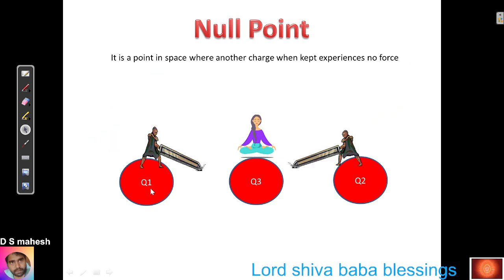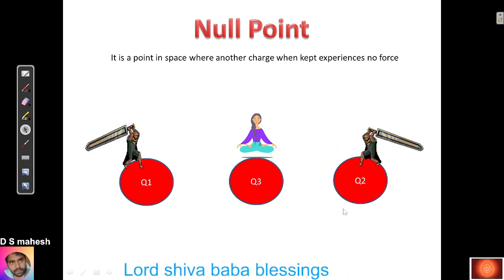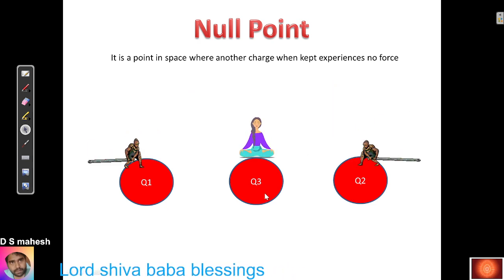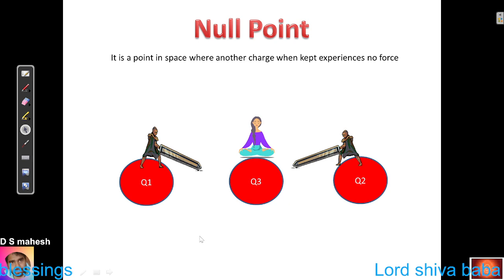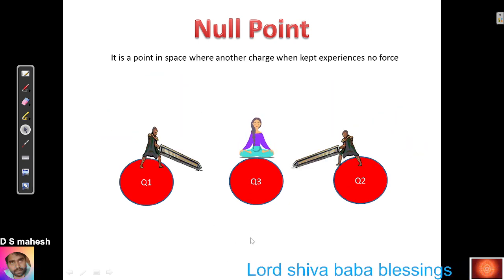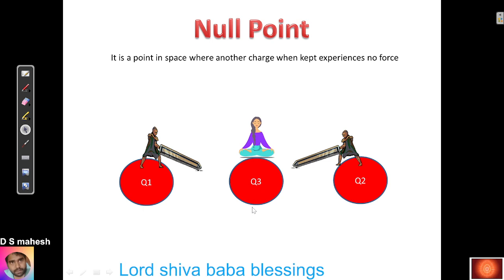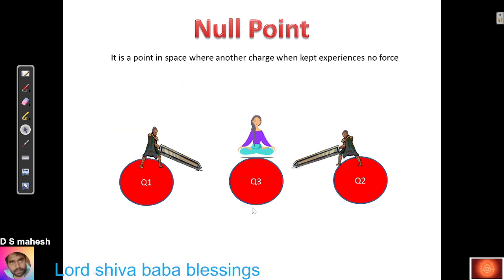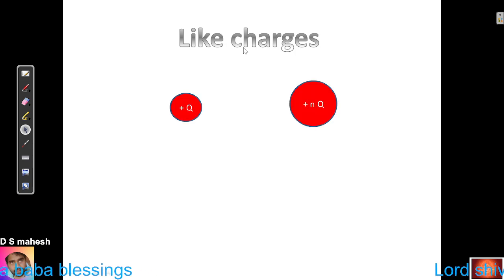So here there is a charge q1 and there is another charge q2, and we need to place the charge q3 at such a position that it doesn't experience any force due to these two charges. A position where it doesn't experience any force is called a null point. In order to find this position, we have two cases. Let us consider the first case, which is like charges.